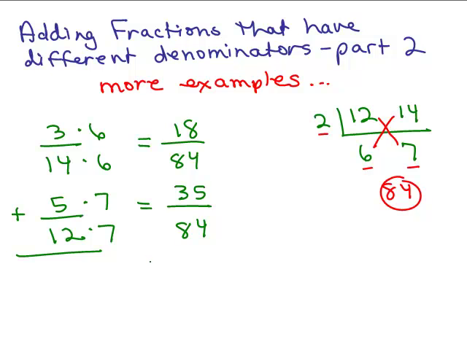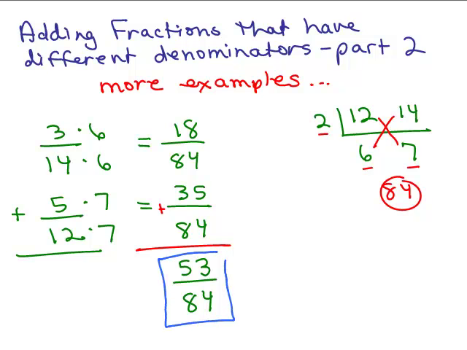So now what I want to do is add those together, right? So I'm going to get 84s because now I have a common denominator. And 18 plus 35 is 53. And then you have to decide if you can reduce that or not. 53 is prime. So in this particular instance, you're not going to be able to reduce it. So my answer is 53 84ths.